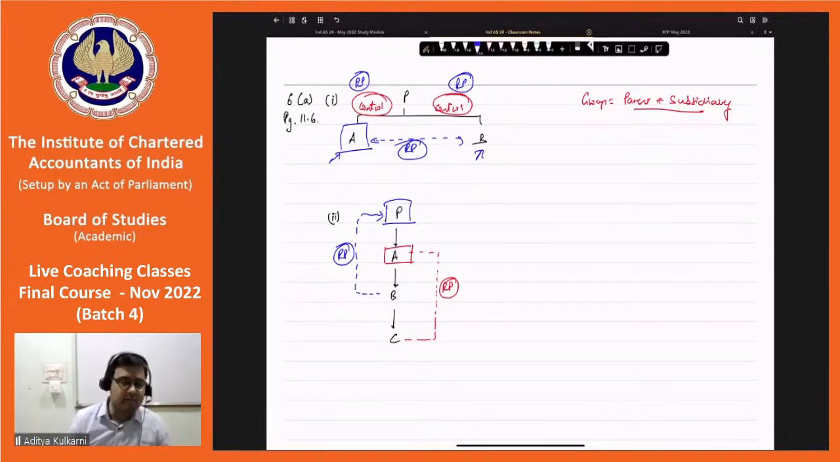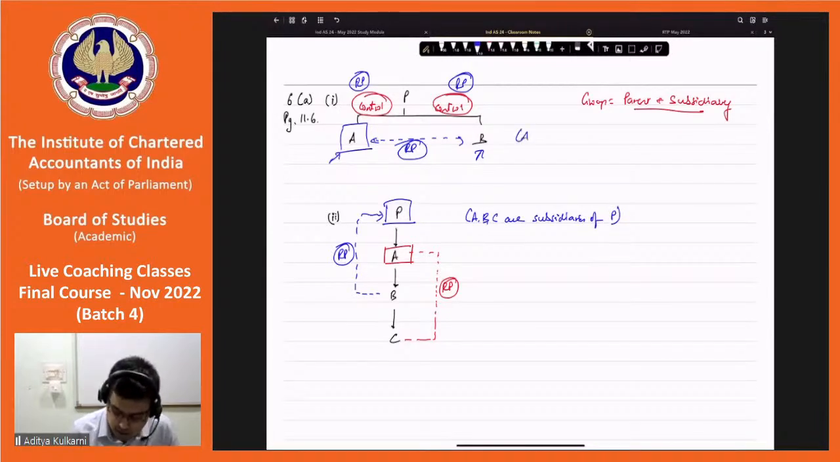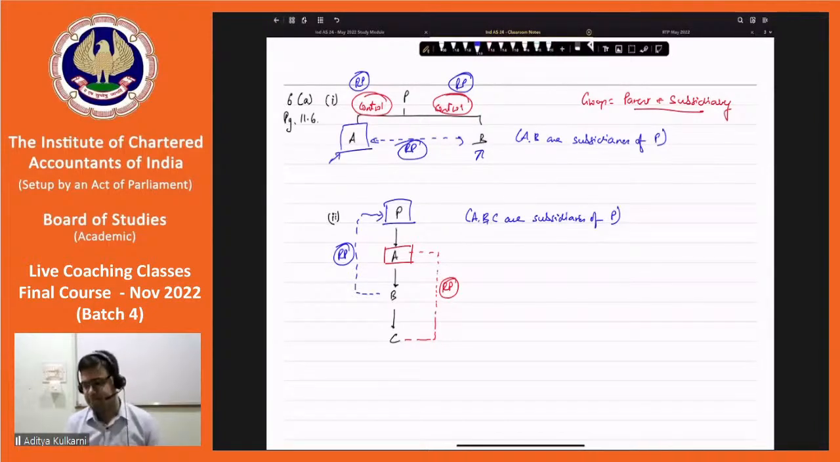We'll go one step down. Even C is related to P. You can write here A, B, C are subsidiaries of P. Here also A, B are subsidiaries of P. So Srinidhi, your query is addressed.